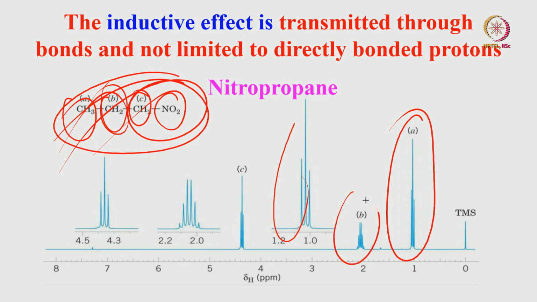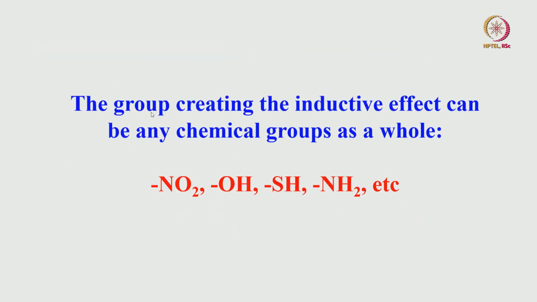So this is CH2 attached in between CH3 and CH2, this is CH3 and this is CH2 attached to NO2. Very easily, with a chemical knowledge of functional groups, whether the electronegative group is there and how the inductive effect is transmitted through bonds, I can start making the assignment. This is what it is.